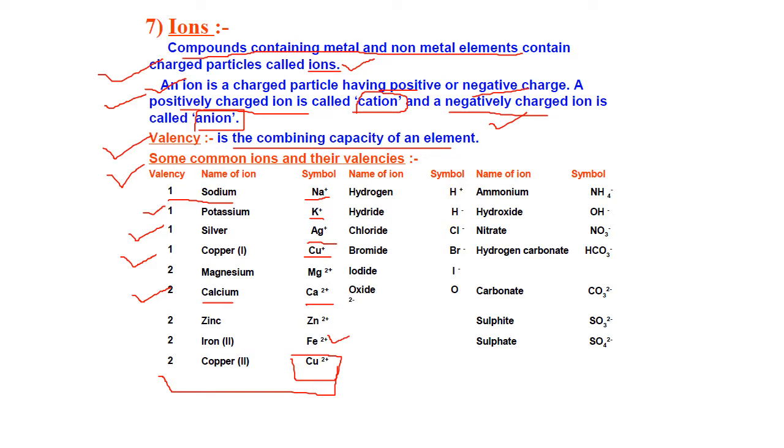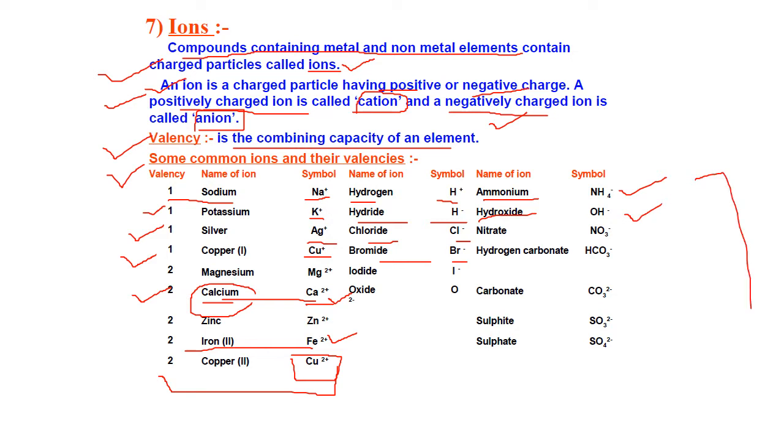2+ is the positive charge present on the ion. Here also Ca2+, the 2+ is the positive charge present on the calcium. In the same way, here are some of the negatively charged ions. For example, hydrogen is H+, hydride is H-, chloride is Cl-, bromide is Br-. Here also you can see the name of the ion is ammonium, NH4+, hydroxide, OH-.